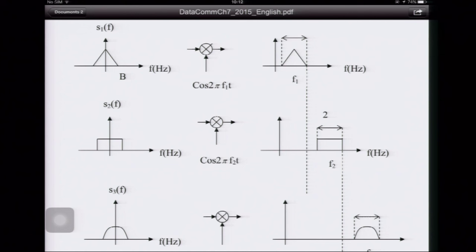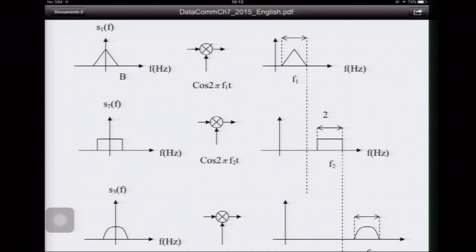So you modulate them to center at F1. The modulated signal will be centered at F1 and will have the same shape as the baseband signal. The negative frequency will just be on the lower sideband of F1. So this is on the right, the modulated signal.